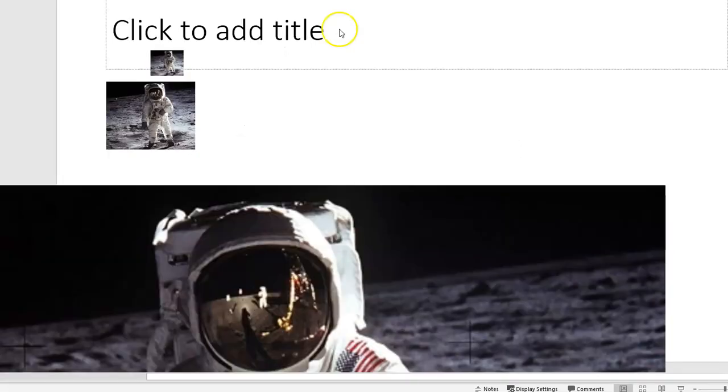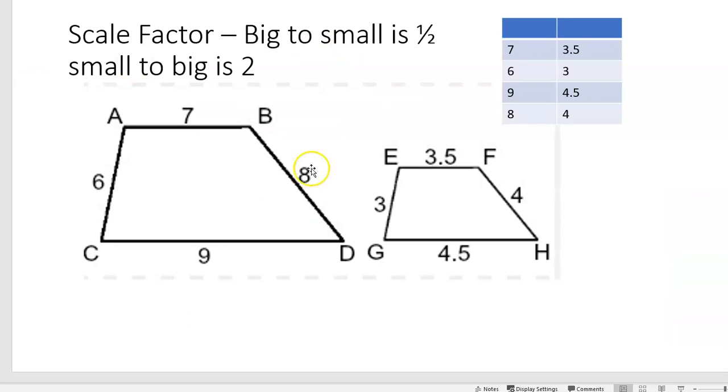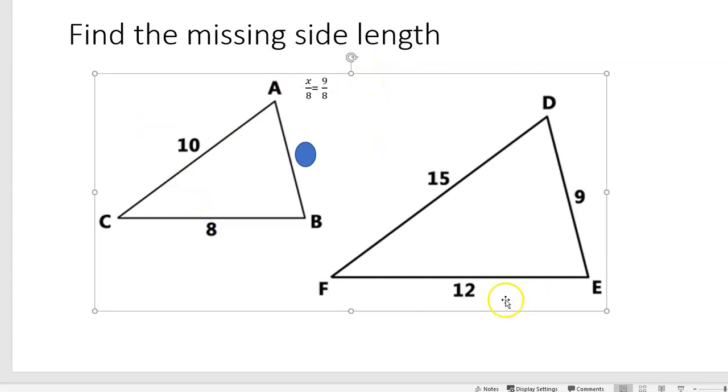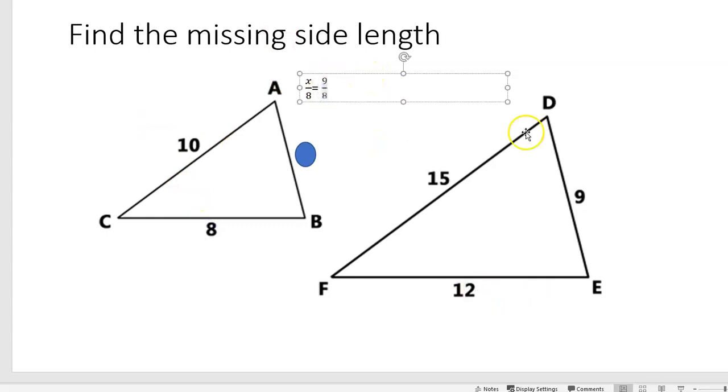Having found that other angle, I'm going to pick the ones that line up with it. So in the same position as the X is a 9, so I'm going to put the 9 here. And in the same position as the 8 is a 12, so I'm going to put the 12 there. At that point, I have found a cross product.